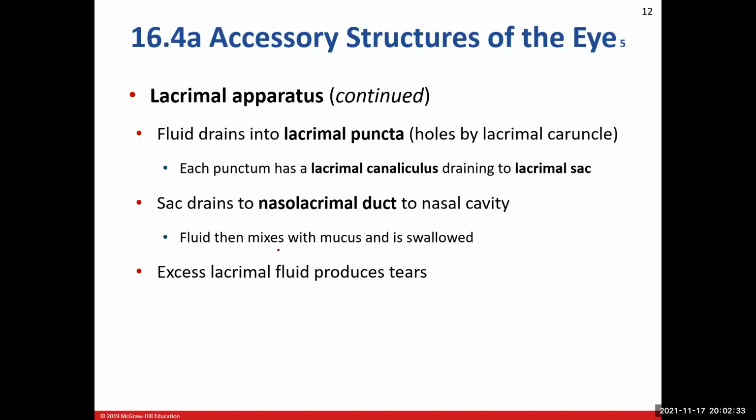All you have to do is look in the mirror and pull your lower eyelid down because it's easier to see. And over there near the lacrimal caruncle, you're going to see a small black hole. And that is where your tears, or the lacrimal fluid, is going to drain into the lacrimal puncta. And there's a tubular system on the other side of that lacrimal puncta.